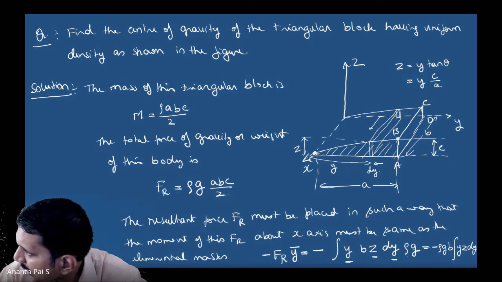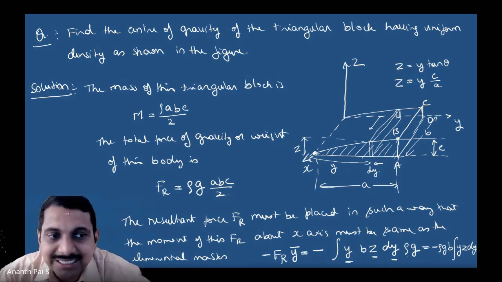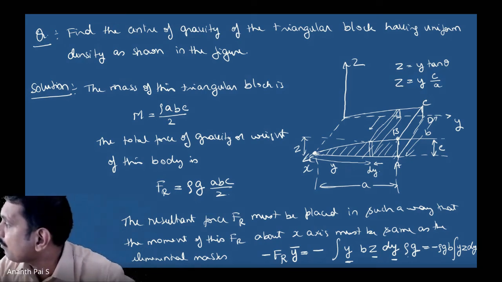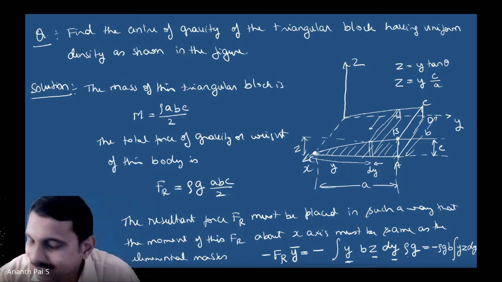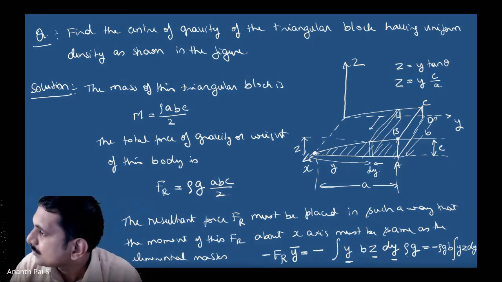Tan theta is C by A. So what is Z? Z is Y into C by A. Now apply that here and we find it out. So what will happen here?